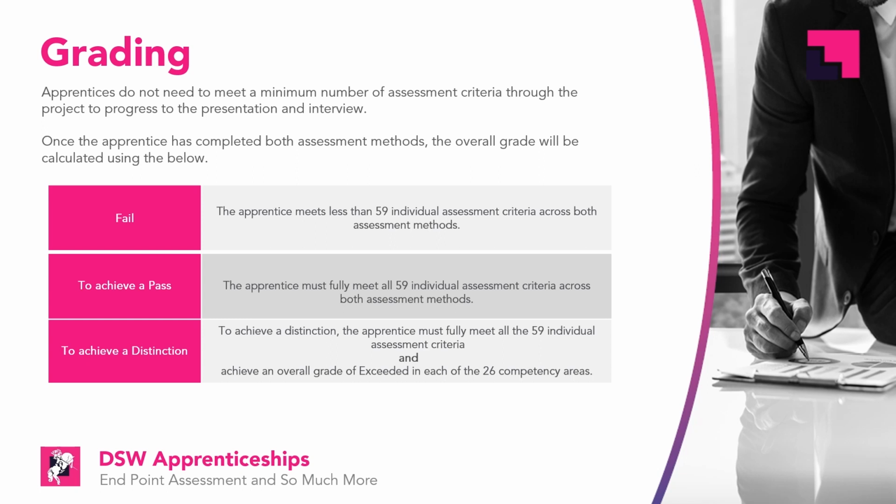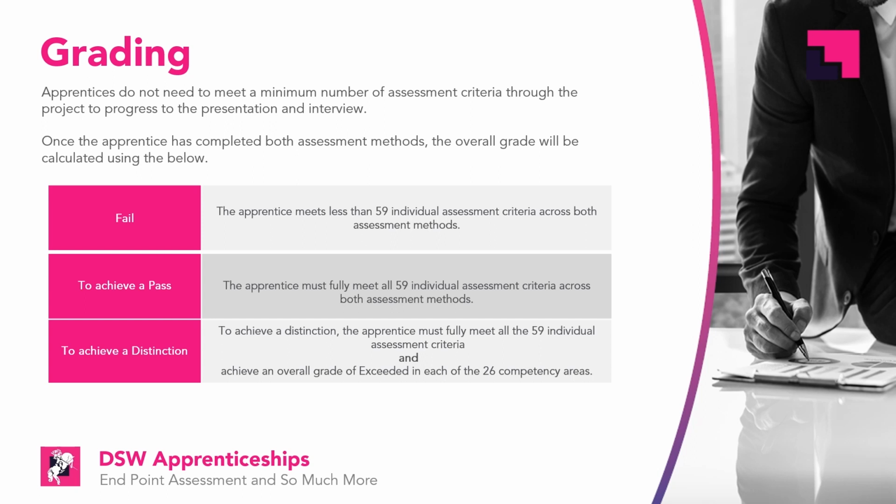In addition to the 59 individual assessment criteria, the standard is also made up of 26 competencies, for example, communication. Each competency contains between 1 and 5 assessment criteria. The final grade is calculated by adding up the number of assessment criteria that have been met, not met, or exceeded within each competency area. There are 3 grades available: fail, pass, and distinction.